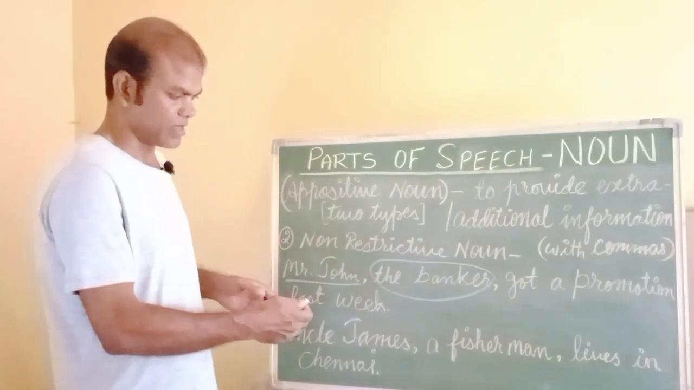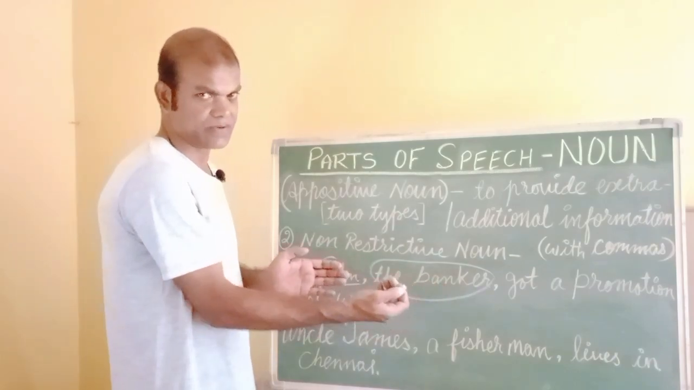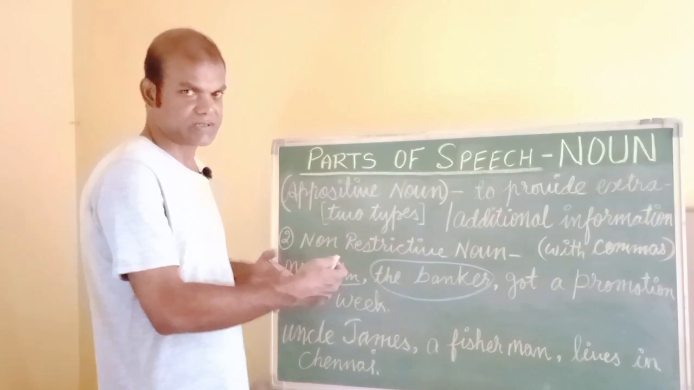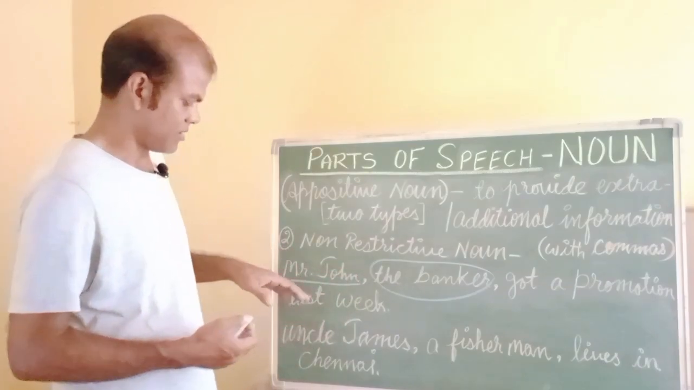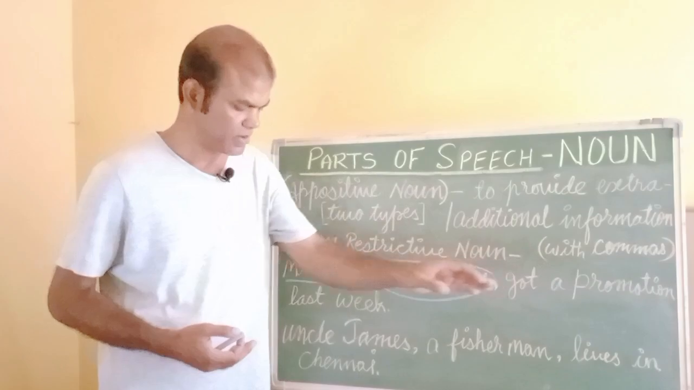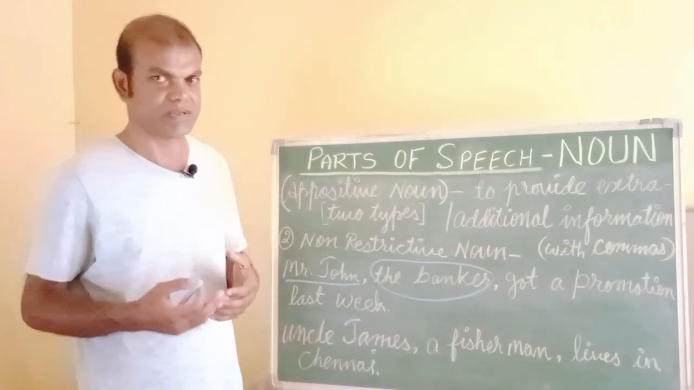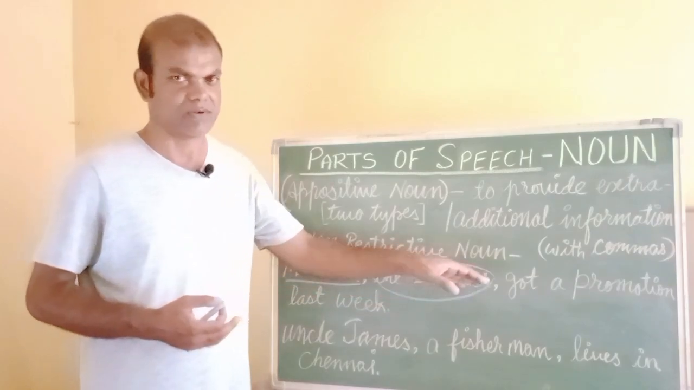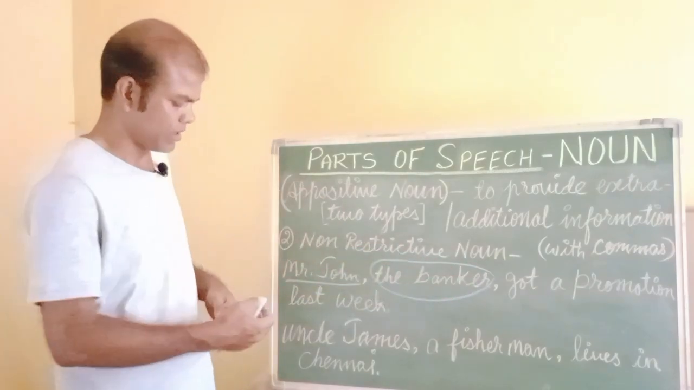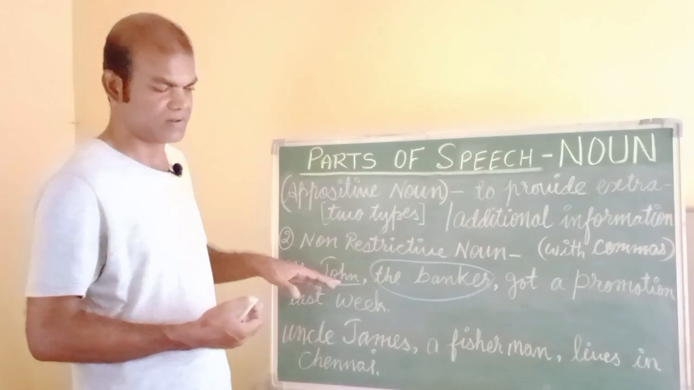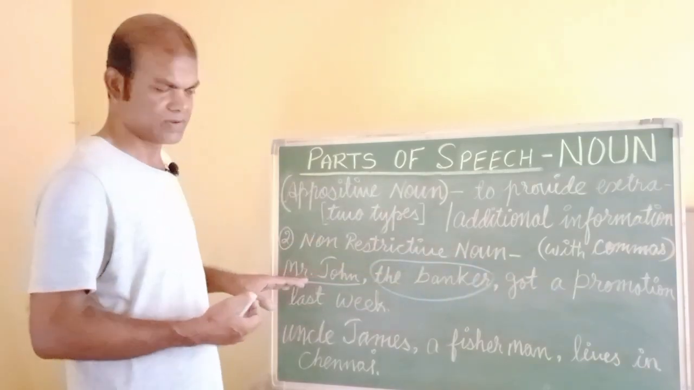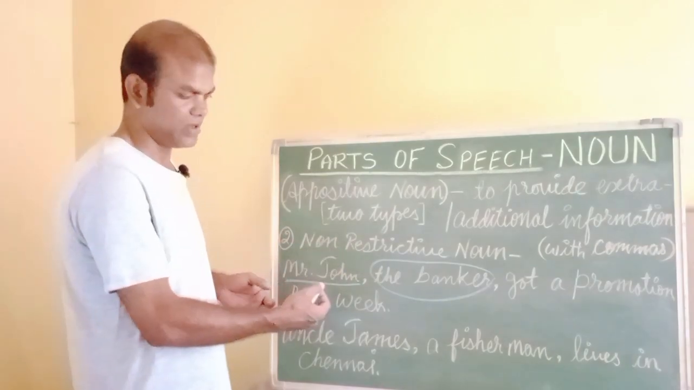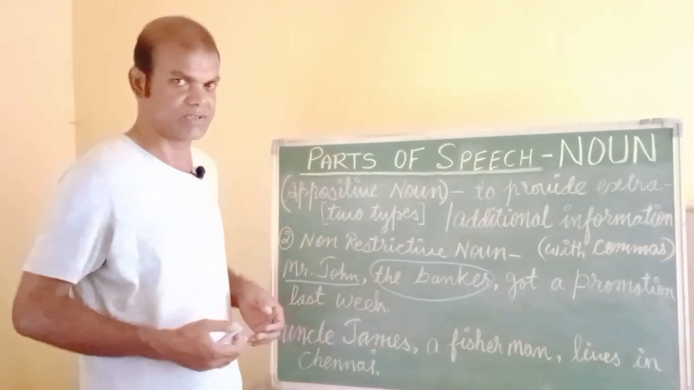Okay, complete sentence, and it is understood. Now in this case, if we remove the appositive noun, the sentence will still be complete and make sense. Mr. John got a promotion last week. It is not necessary to know Mr. John is a banker or clerk or officer or professor, whatever. The main thing is to know the person who got a promotion last week was Mr. John. Now to make Mr. John more specific, we added the additional information.